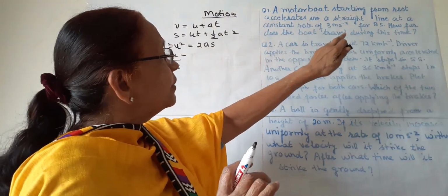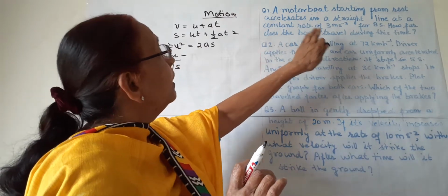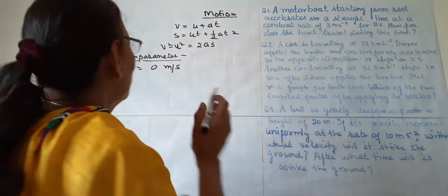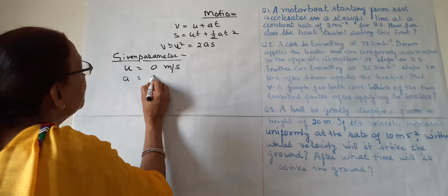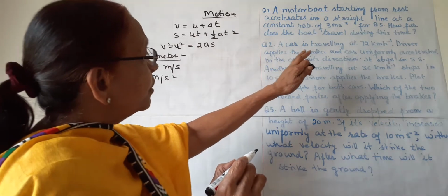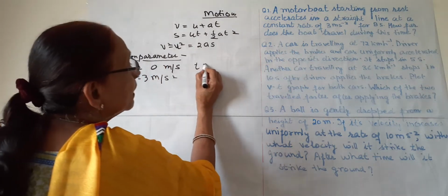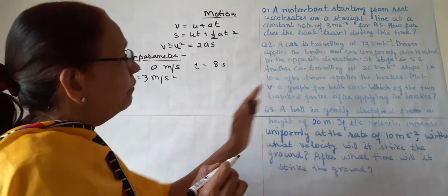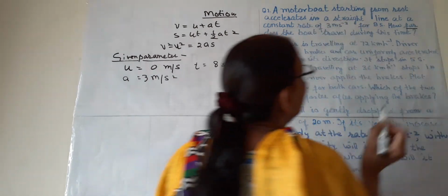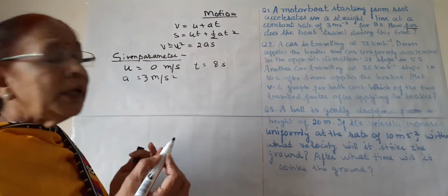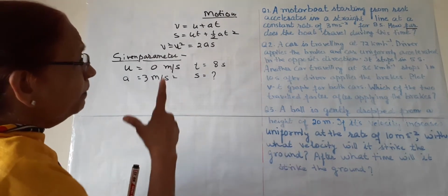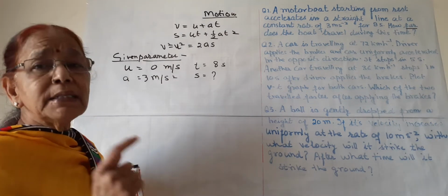It accelerates in a straight line at a constant rate. Why is it written in a straight line? That is, the acceleration is uniform. So acceleration is 3 meters per second square. This acceleration is given, time is given, time is 8 seconds. For 8 seconds, how far does the boat travel? When it is written how far, what do we have to calculate? We have to calculate the distance. How far does the boat travel during this time?